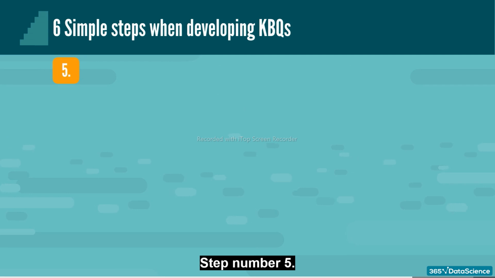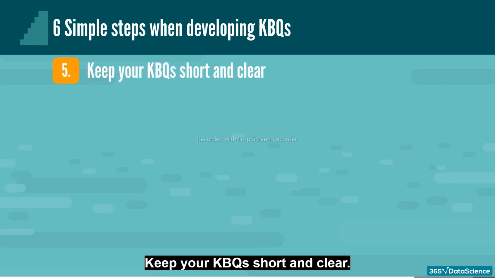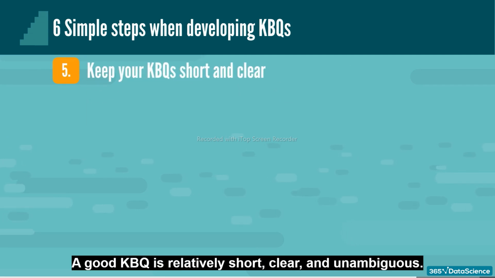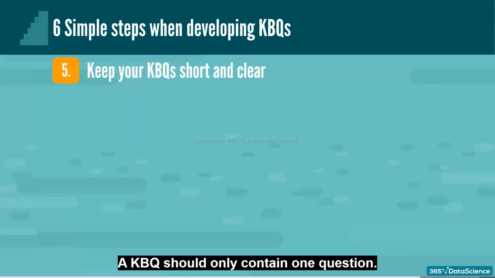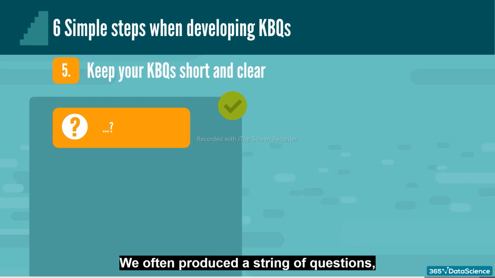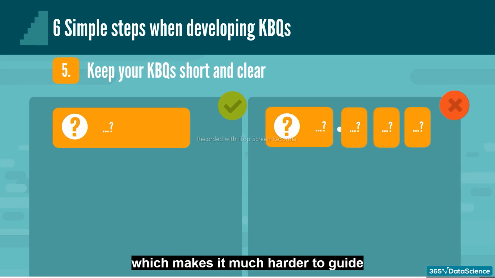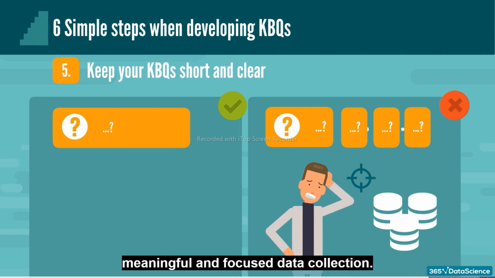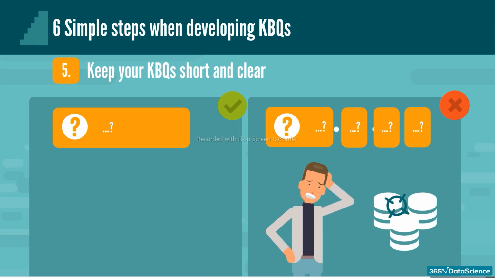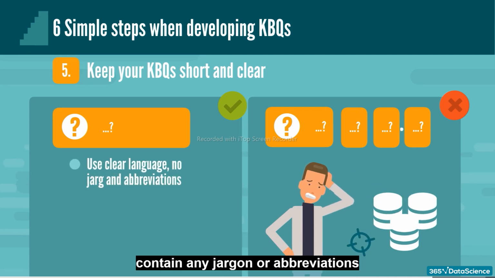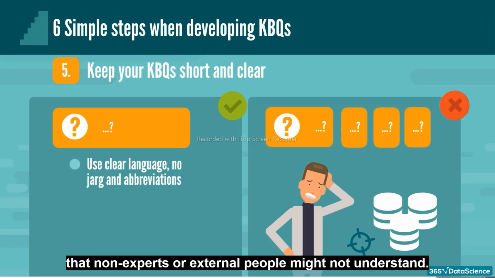Step number 5. Keep your KBQs short and clear. A good KBQ is relatively short, clear, and unambiguous. A KBQ should only contain one question. We often produce a string of questions, which makes it much harder to guide meaningful and focused data collection. The language should be clear and not contain any jargon or abbreviations that non-experts or external people might not understand.